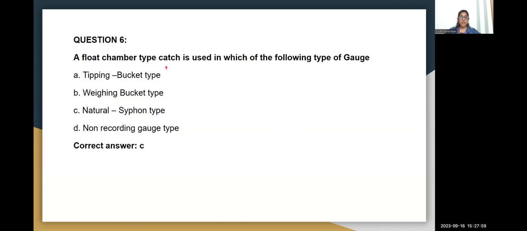So here, the flow chamber type catches are used in which of the following types of gauge? The correct answer is the floating type or the natural siphon type. Option C will be the correct answer.